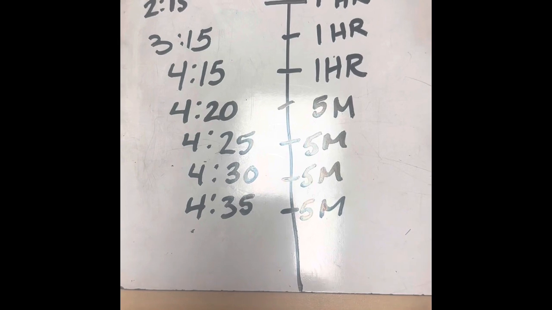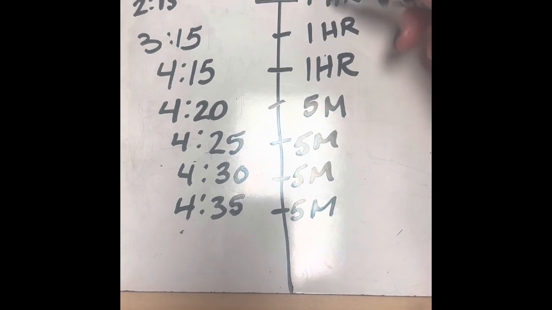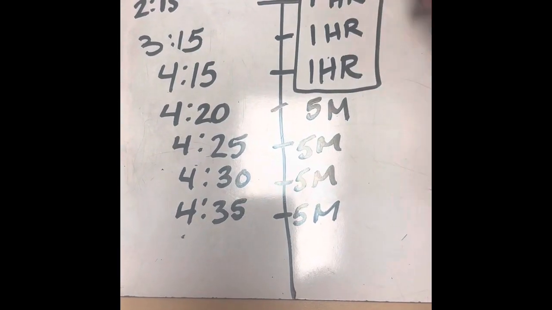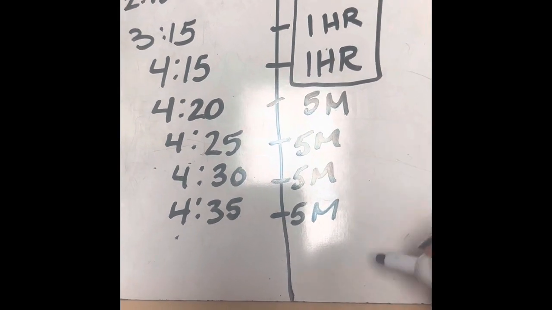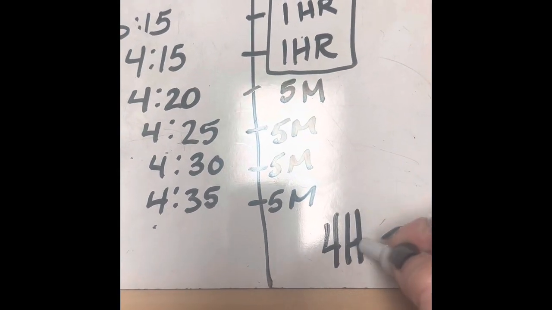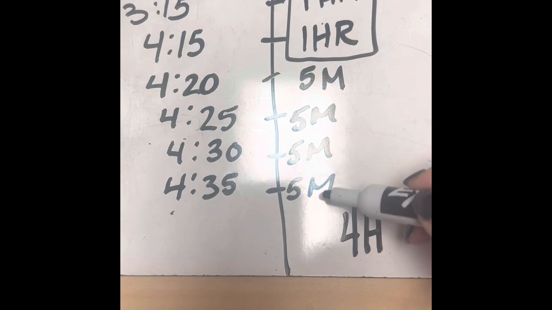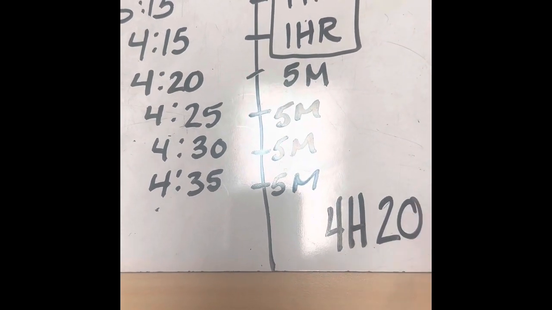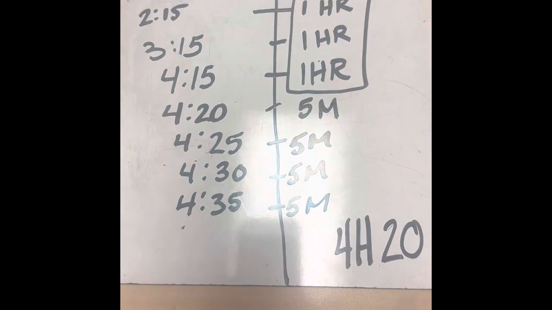So now what I do is I count all of my hours. So I have 1, 2, 3, I have 4 hours, and then I count my minutes, 5, 10, 15, 20, and 20 minutes. Now what you can do, if it gets down to the single minutes, is then you move down to the 1 minutes.